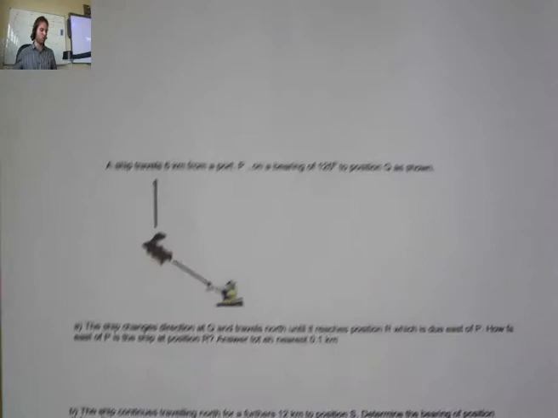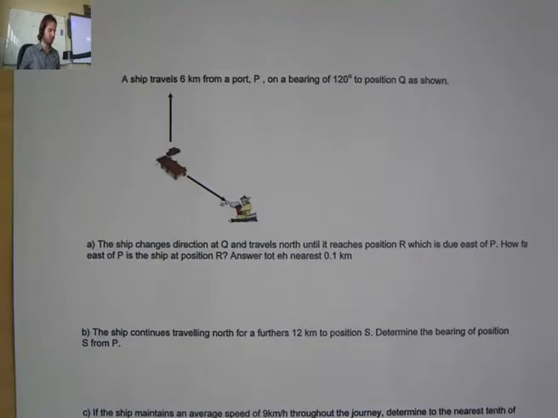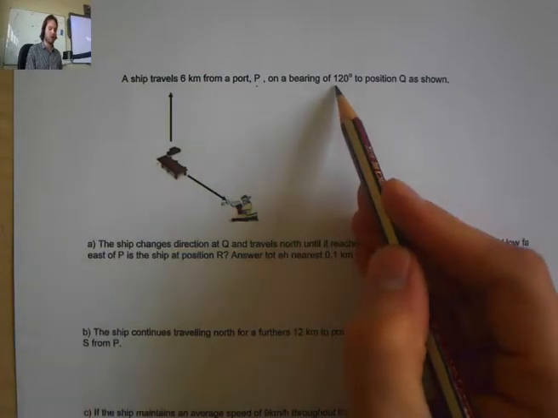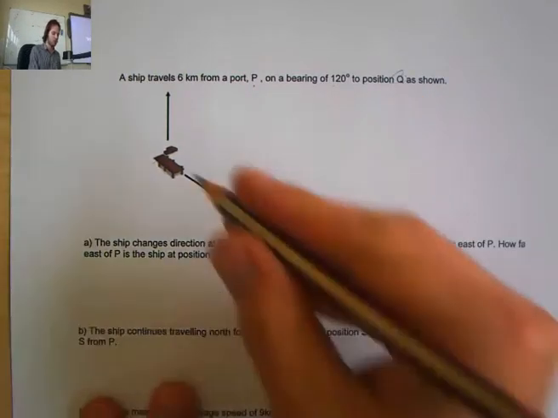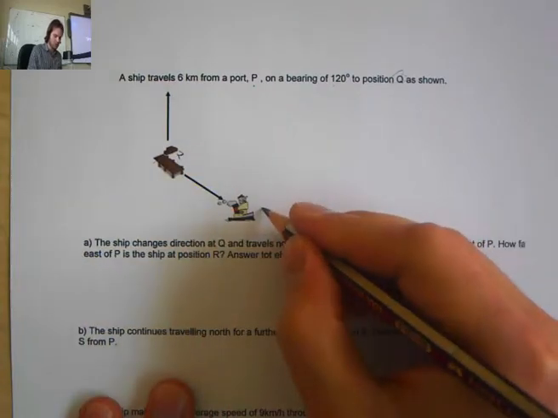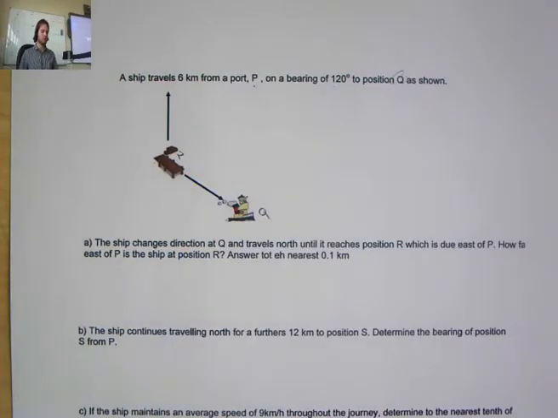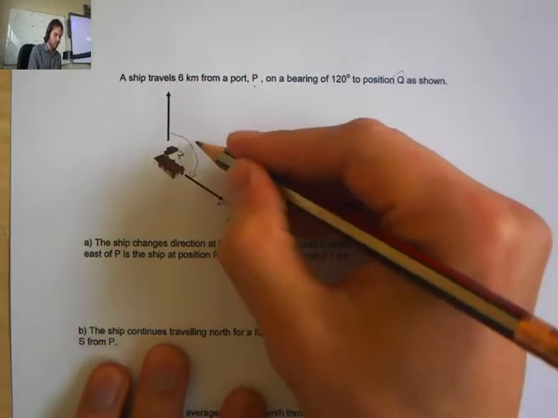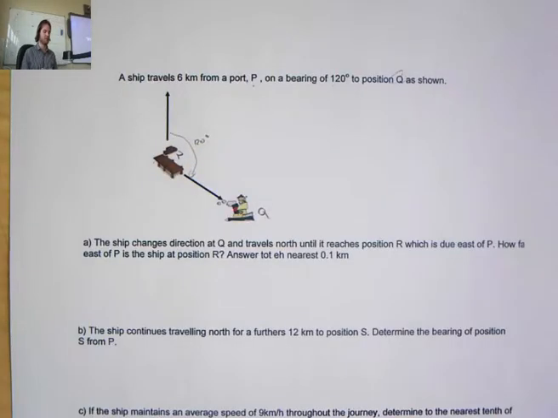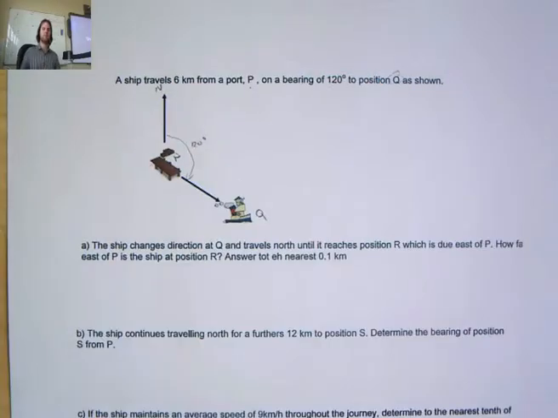So let's try this out with an actual example. A ship travels 6 kilometers from Port P on a bearing of 120 degrees to position Q as shown. So here's my port P, and we're going to position Q. All right, and this is 120. Okay, because here's going to be north.